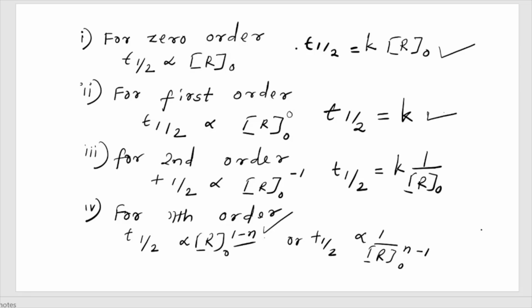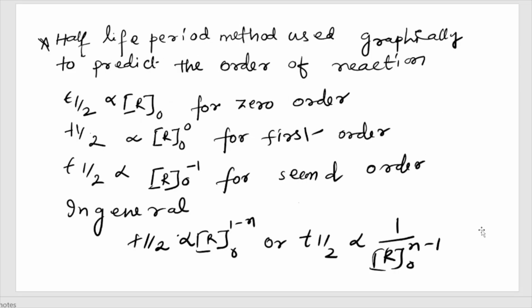So remember, for zero order, T half equals to K times the initial concentration, and for first order, T half equals only K, that is independent of the initial concentration. So looking at this formula, we will see the graph. We plotted the graph, so what is happening here? The half-life period method is very useful to predict the order of reaction.